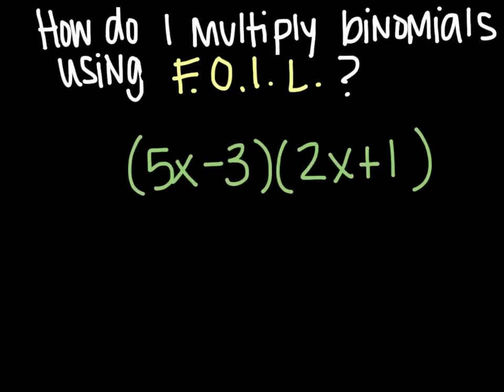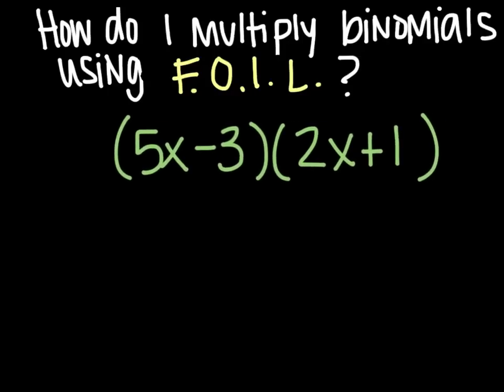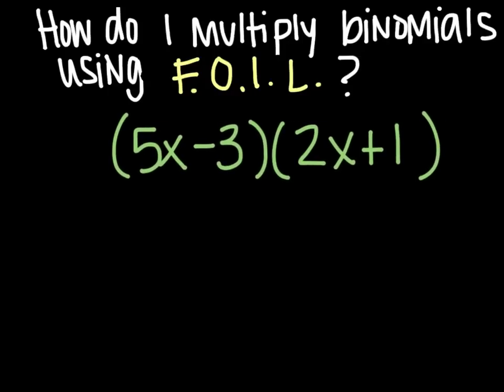The last method you're going to learn about is FOIL, which is my least favorite method, but I'm going to give you that option anyways. The reason I don't like this one so much is it's really easy to make a mistake, and the FOIL method does not work for when you're multiplying a binomial and a trinomial. It only works for when you're multiplying two binomials.